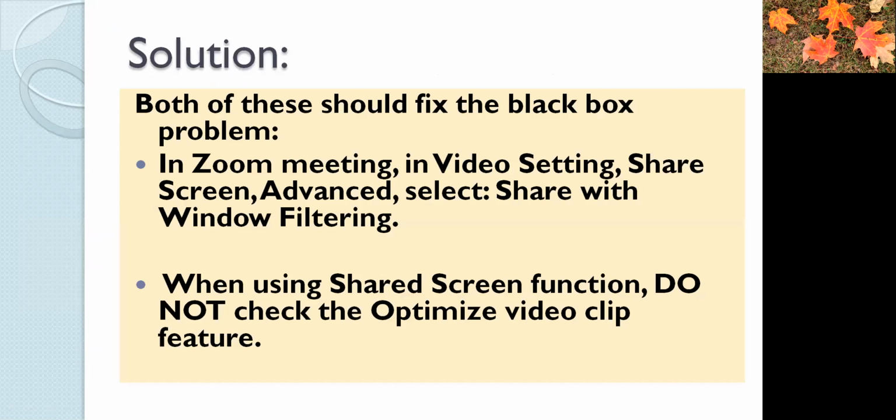So both of these fixes should fix the black box problem that you see in Zoom. So one, in the Zoom meeting, go to the video setting, click on share screen, go to the advanced feature, select share with window filtering. Number two, when using the share screen function in Zoom, do not check the optimize video clip option.